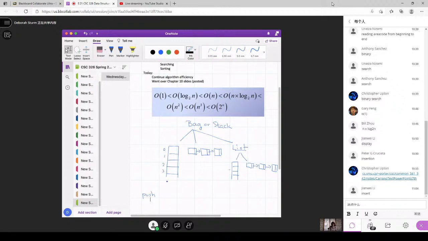Insert, exactly. Janwei, can you go one step further? We're going to use insert because that's our only way of getting things onto our list. So that is correct. Where would we be inserting? Remember, our list is positional. So if we wanted to implement a stack using a list, where would we put it? Which position on the list?